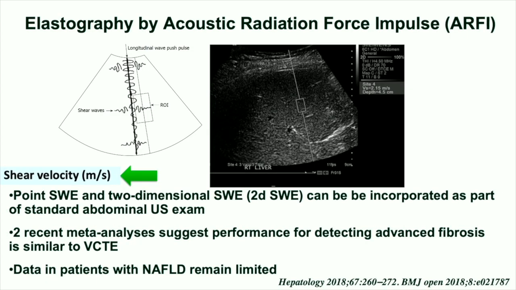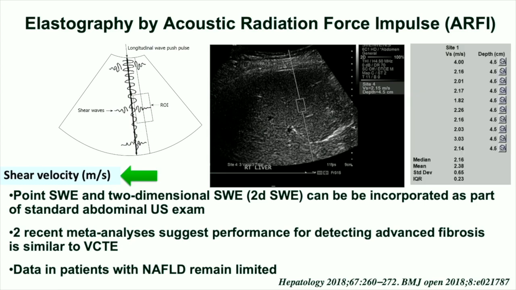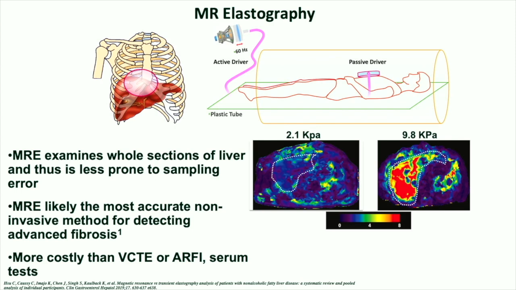Similarly here for ultrasound, you can see acoustic radiation force impulse, and you can just pick your point here, and there's also a region of interest here, and you can get a very nice fibrosis assessment here, and this works just as well as FibroScan.